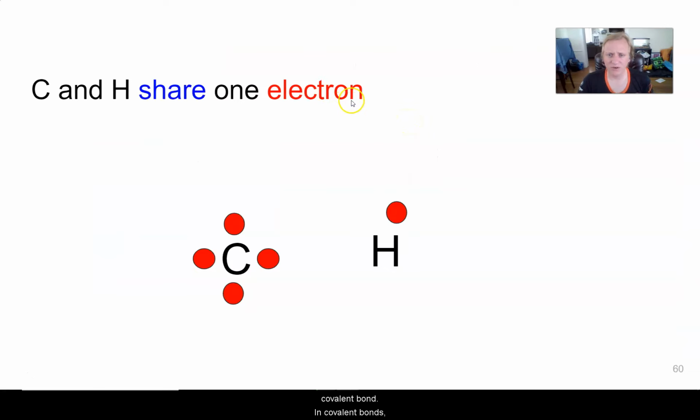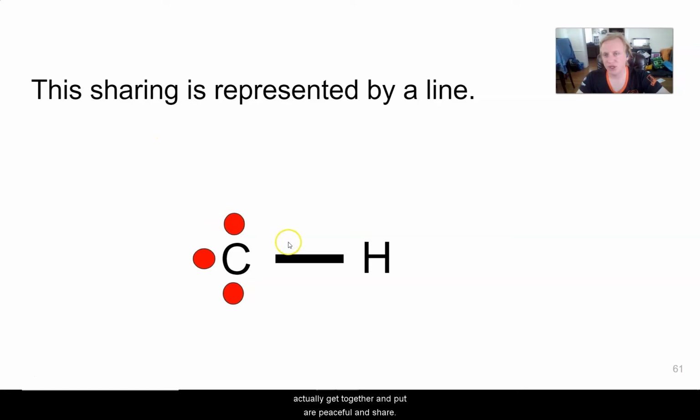So in covalent bonds, these two species, carbon and hydrogen, are actually going to share an electron. Unlike in ionic bonding, where one just stole the electron away, in covalent bonding, they actually get together and they're peaceful and they share. This sharing is represented by this line. Okay, so carbon now feels like it has both of the electrons. So it has 1, 2, 3, 4, 5, and hydrogen feels like it has 2 electrons.